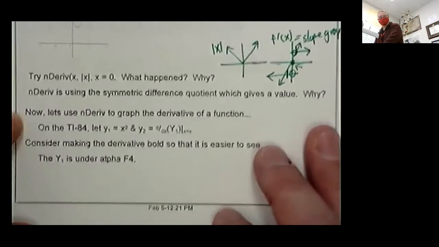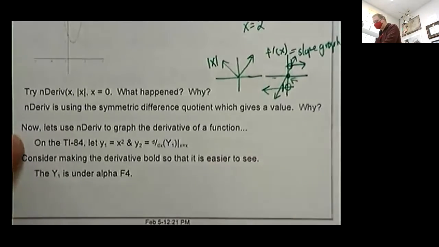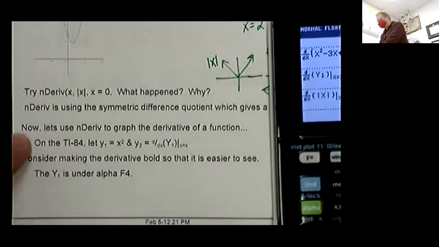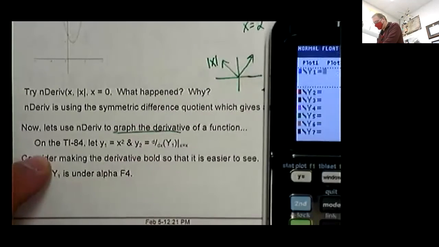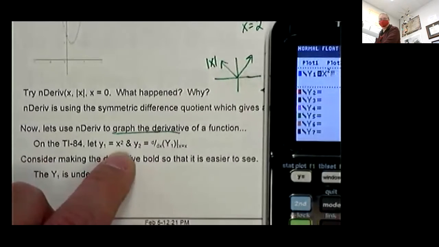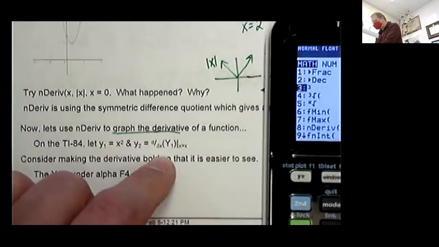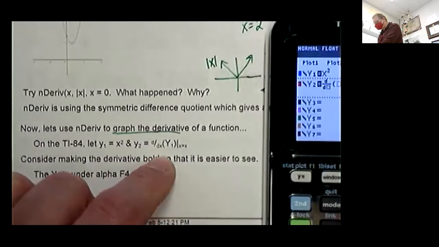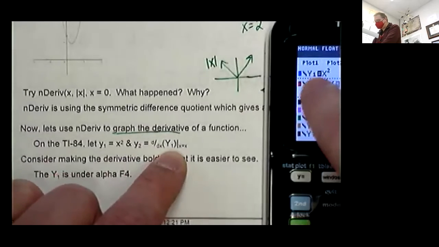What else can we use our calculator for? We can actually use our calculator to find the derivative graph. So let's use our calculator to find the graph of a derivative. Let's go back to y equals, and we're going to let our original function be x squared. Then we want to see what is the derivative graph of that function. To do that, we're going to go to y2. We're going to go back to math and get our nDeriv. We want that derivative with respect to x. And what do we want the derivative of? We want the derivative of y1.